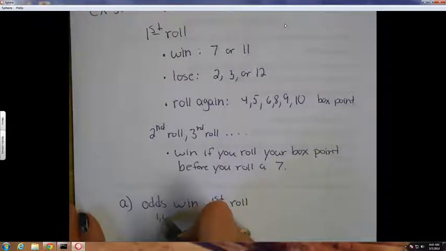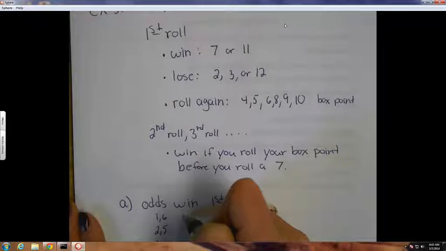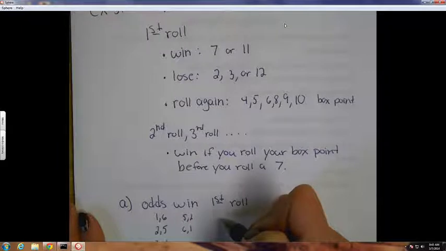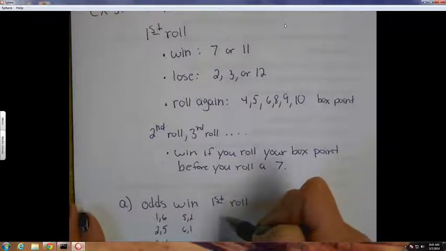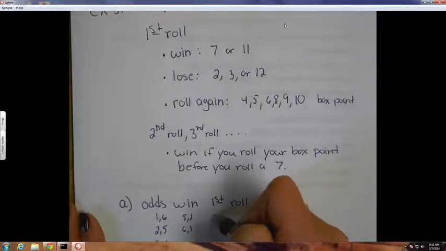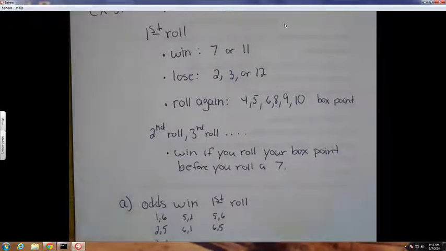1 and 6. 2 and 5. 3 and 4. Keep going down. 4 and 3. 5 and 2. 6 and 1. Okay, that's the 7. How about the 11? Start at the top of the tree. Where's the first time you can get an 11? The 5 and 6. Anything else? 6 and 5. So, what are the odds that I win on my first roll?